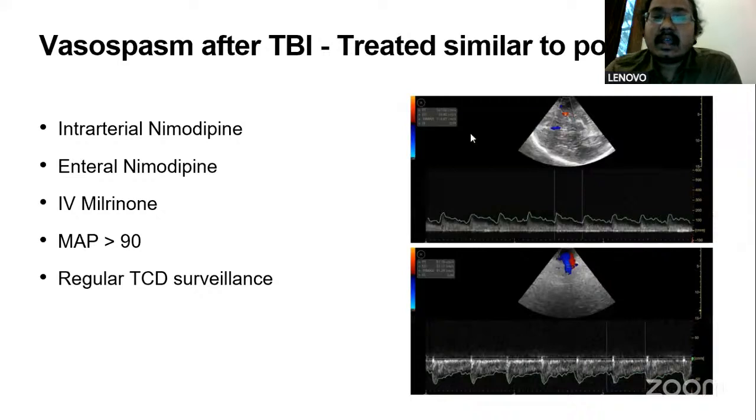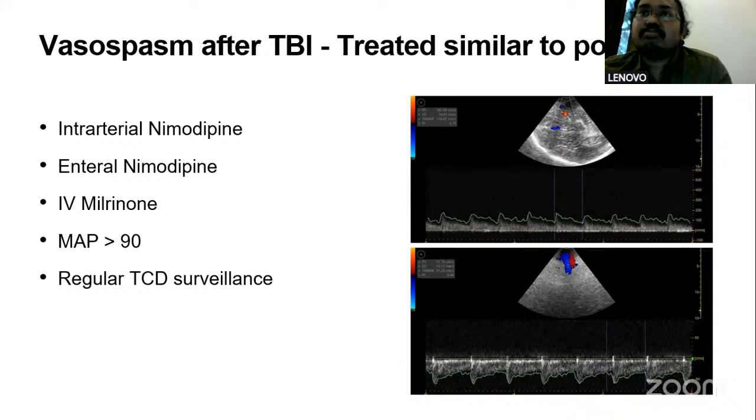And once the patient came back, we started enteral nimodipine. We gave IV milrinone. We kept MAP of more than 90, and we did regular TCD surveillance. By doing so, by day 7, the patient improved in terms of GCS. The focal neurological deficit improved. We extubated the case, and the patient was shifted to the ward and then to home. The last update we had is that the patient is functionally not dependent on the family members, and they have taken him for cranioplasty.